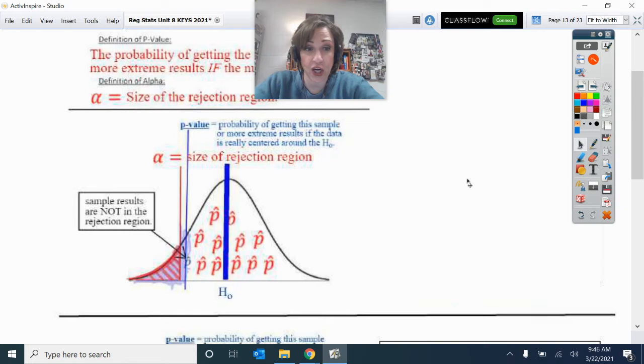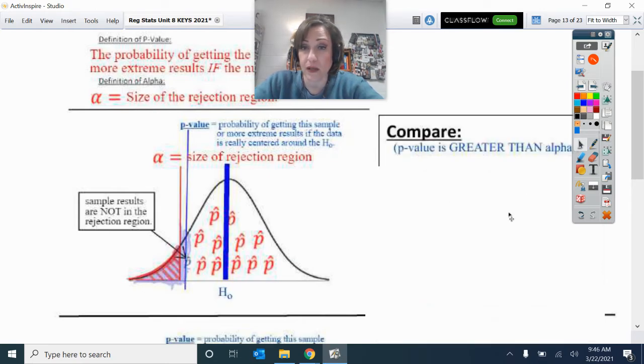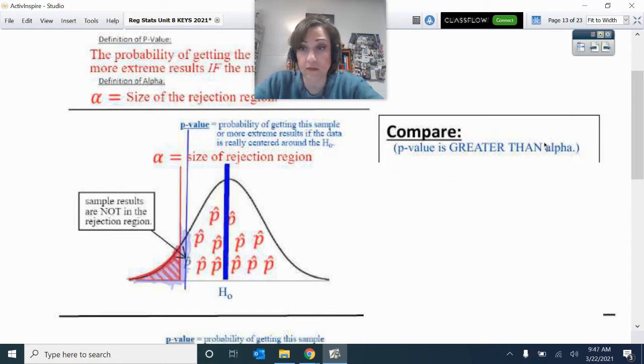So let's compare the size of the blue area to the size of the red area. Which one is bigger? The p-value is greater than our alpha because you can see there's more blue than the red. And for those of you who have trouble with the little inequality signs, man, I'm sorry, but you're going to have to get this figured out, okay?